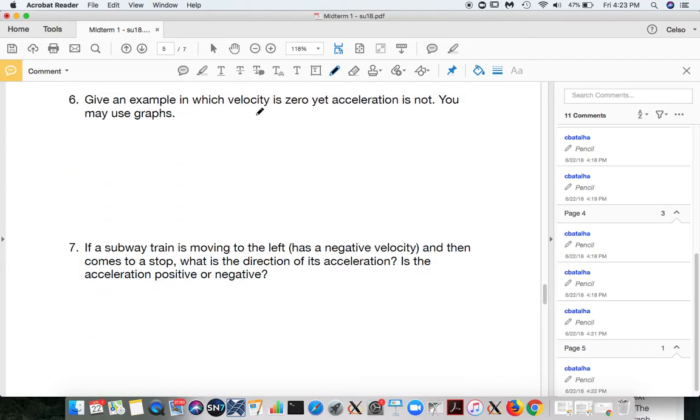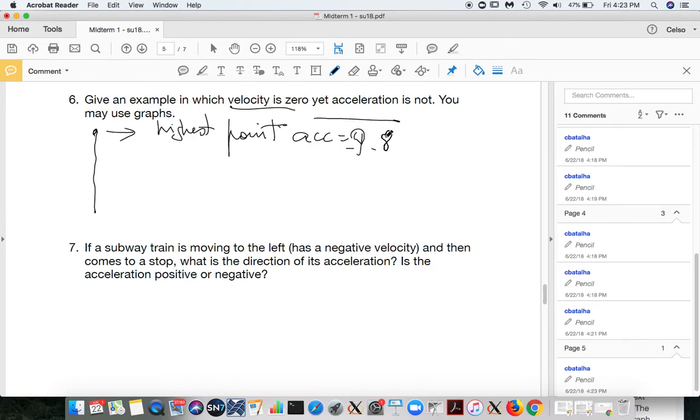Give an example in which velocity is zero, yet acceleration is not: free fall. You throw up in the air, and at the highest point, acceleration is zero. Oh, I'm sorry. Acceleration is still 9.8, but the velocity is zero. Okay.